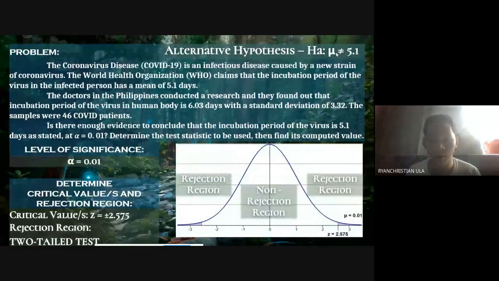Our graph will look like this, where there are two rejection regions, one from the right side and one from the left side, which comprise the two tails. At the middle is the non-rejection region. If our computed value falls under this region, we will not reject the null hypothesis and not support the alternative hypothesis.